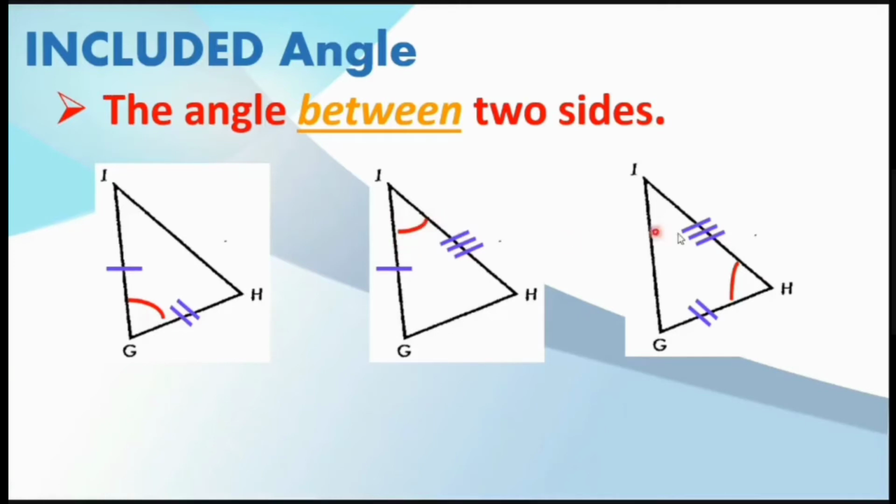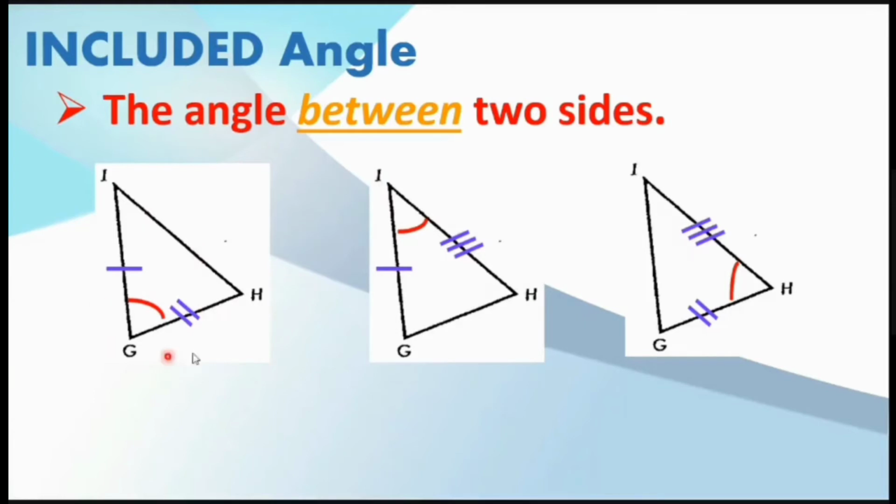Okay? So in the third triangle, side IH and side GH are also marked. So the included angle, meaning the angle in between these two sides, is this angle. Okay, so let us now identify what are or what is the included angle in each of the following triangles.